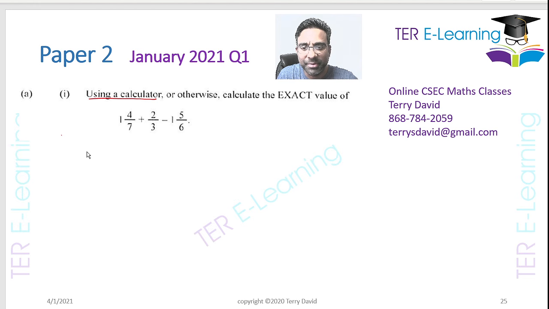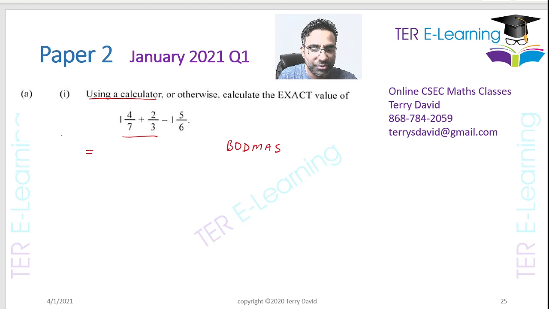But the key thing to remember here is the order in which we are doing our operations. So if you notice, we have plus 1 4/7 plus 2/3 minus 1 5/6. You guys need to remember this. The order in which we do operations, you may have seen this before, is BODMAS: brackets, of, division, multiplication, addition, and then subtraction. So we must do our addition first.